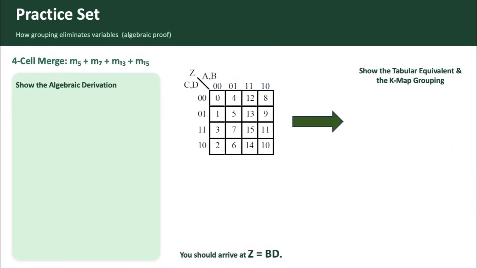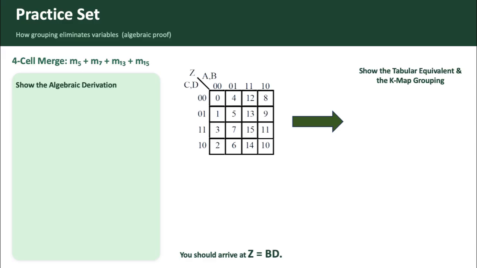This slide is your turn. The problem: given that Z equals the sum of minterms M5 plus M7 plus M13 plus M15, derive the minimal SOP expression. First, locate these minterms on the 4-variable map. Then, examine the map. Now read off the product term. You should get Z equals BD.